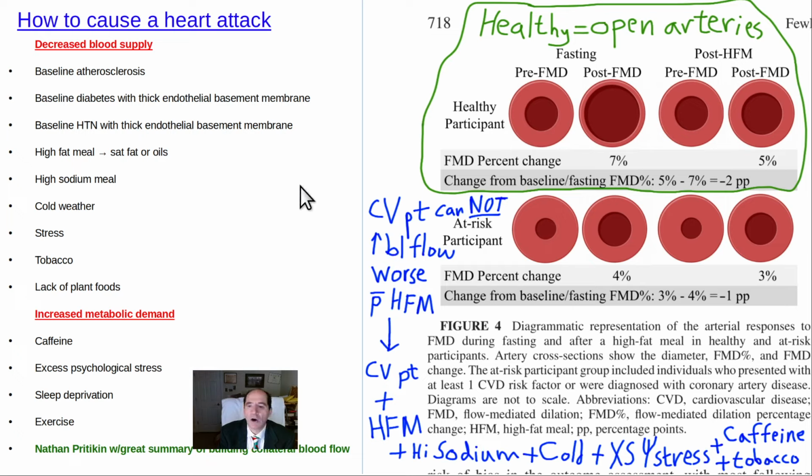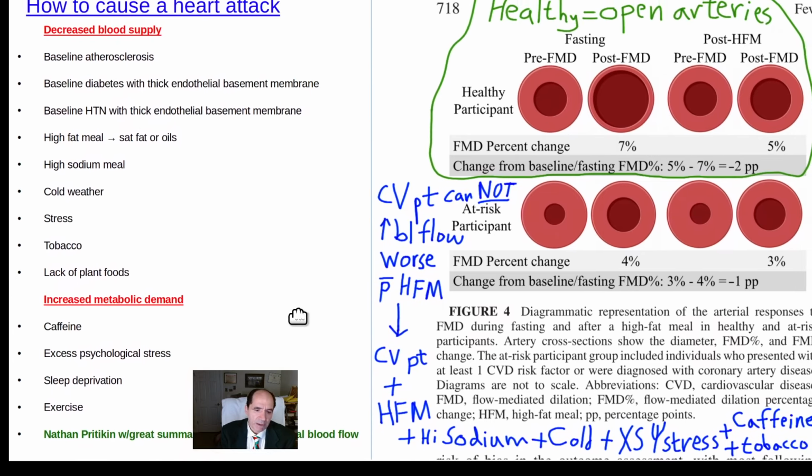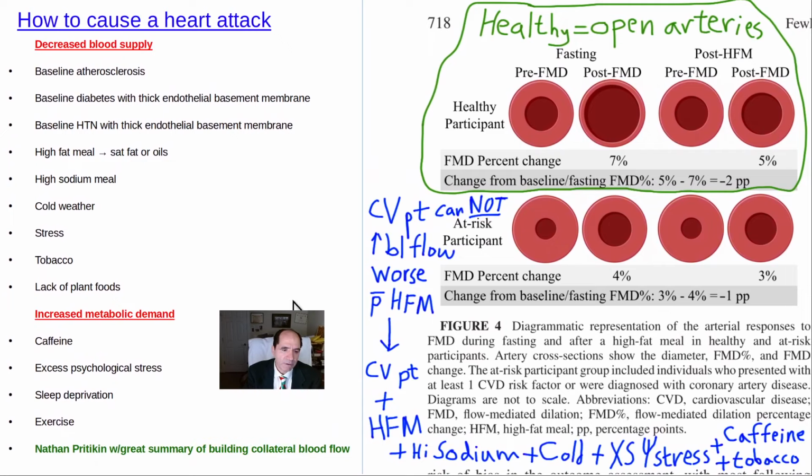Oh, and this is how to cause a heart attack. So you've got baseline atherosclerosis in the patient. They eat high-fat meals. They get the poor blood flow like we talked about. They get insulin resistance from diabetes. They get hypertension from that as well. You put sodium in there and vasoconstrict them. Cold weather, so they vasoconstrict from being cold. Stress them out, increasing cardiac muscle demand and making the heart work harder. Tobacco is another stimulant. Leads over time to higher hematocrit in a bad way. Lack of plant foods, they've lost all the vasodilators in there, and then you can increase metabolic demand through stimulants and stress. Okay.